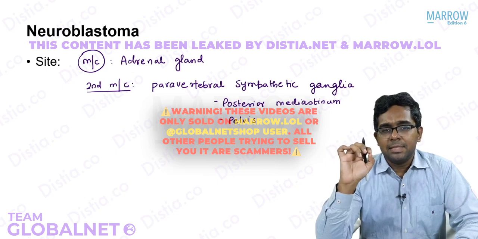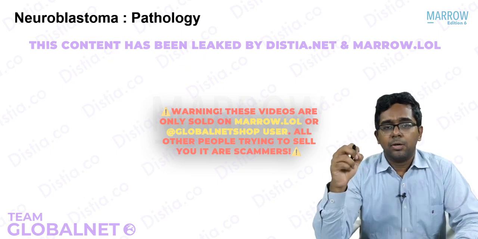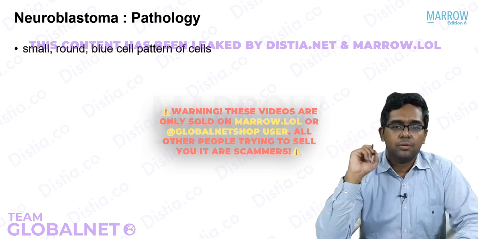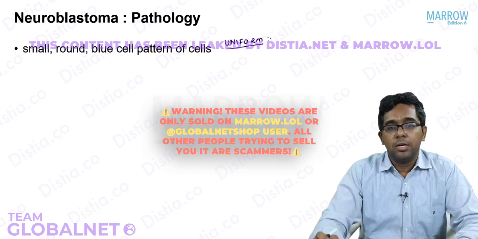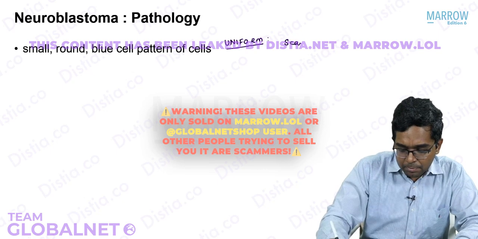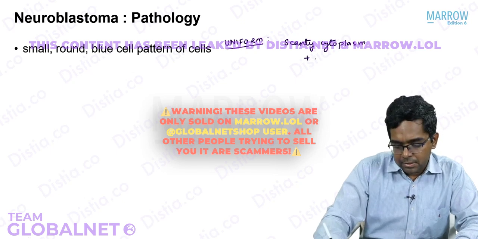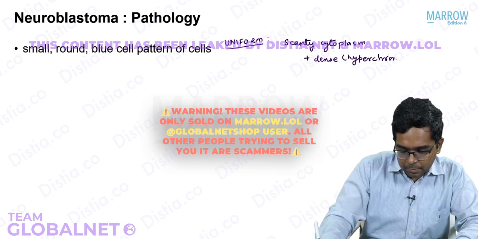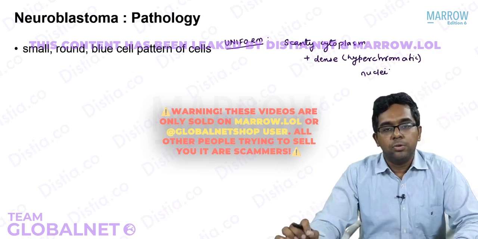Now let's have a basic look at the pathology in neuroblastoma. It is a solid tumor, and if you take a biopsy from the tumor, what you will notice is a collection of small round blue cells. Uniformly you get blue cells, and these blue cells are so called because they have scanty cytoplasm. Along with that, they also have dense or hyperchromatic nuclei. That is why it is called a small round blue cell tumor.